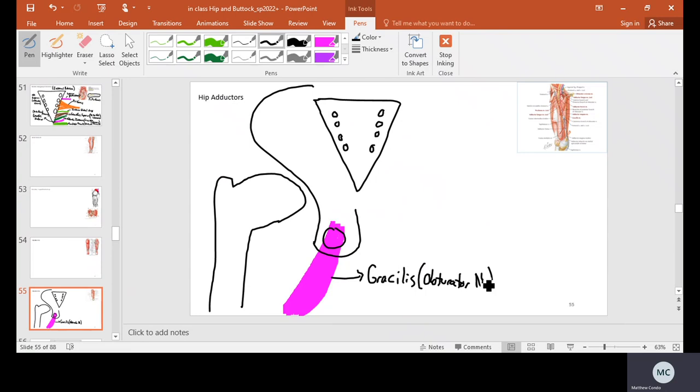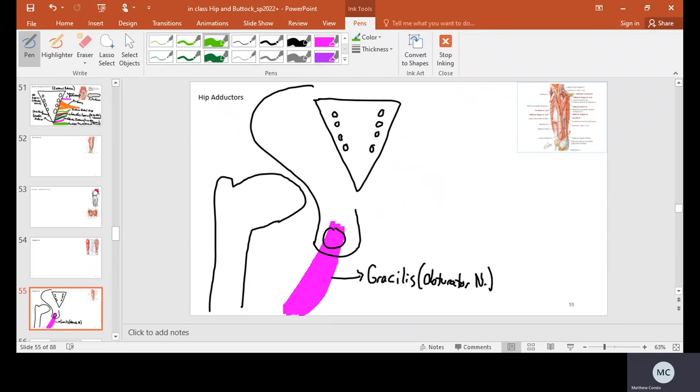What we're going to see, and this is where life gets a little complicated, it is going to adduct the thigh. But because Gracilis also comes off of the anterior aspect of the pubis bone, it's also going to be a little bit in that anterior compartment, which means it's also going to have a small hip flexion action as well. So big, number one, heavy hitter, adduction of the hip. But Gracilis is also going to flex the hip as well. Obturator nerve.